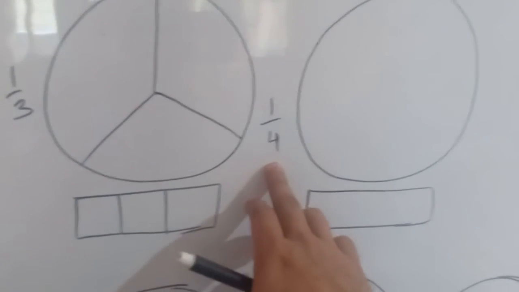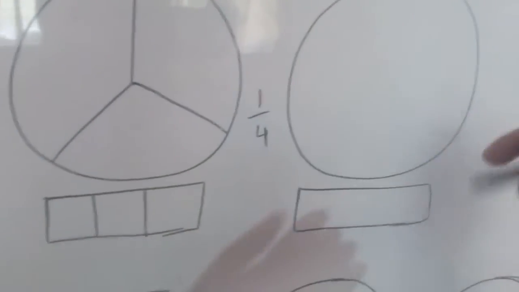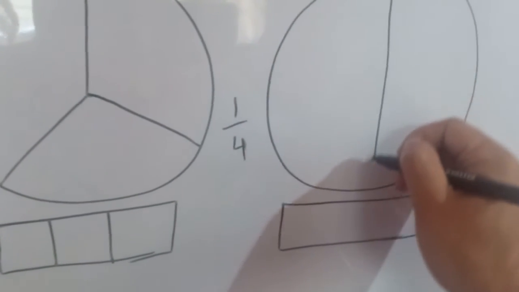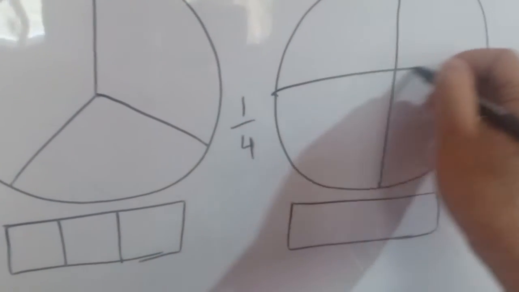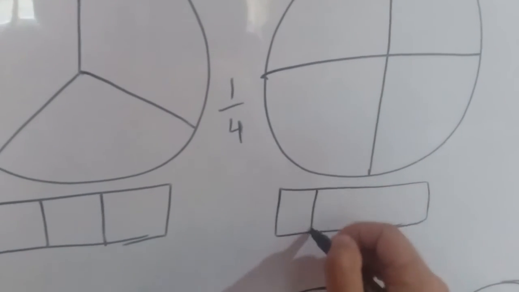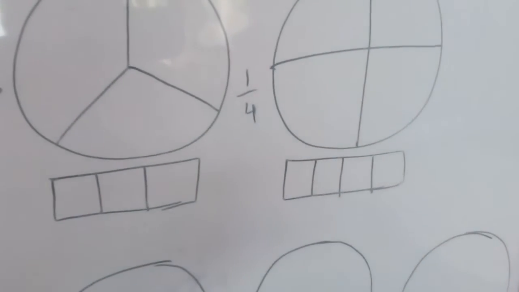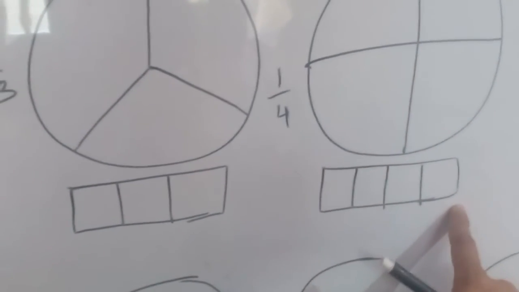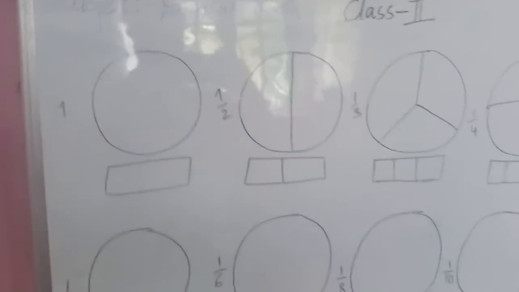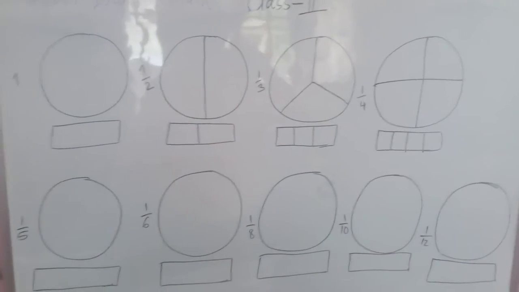Now you can easily guess what is going to be here. 1 by 4 means the whole is being divided into 4 equal parts, like this. 4 equal parts: 1, 2, 3 and 4. I have divided the rectangle into 4 equal parts as well. I hope you got some idea about fractions.